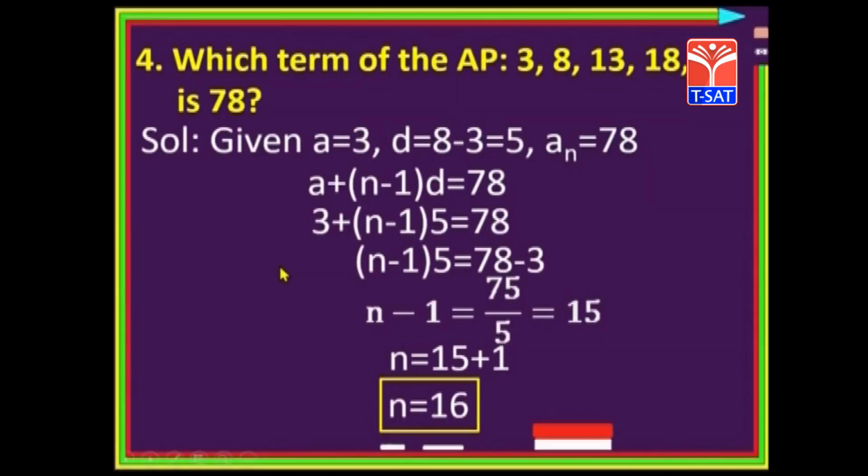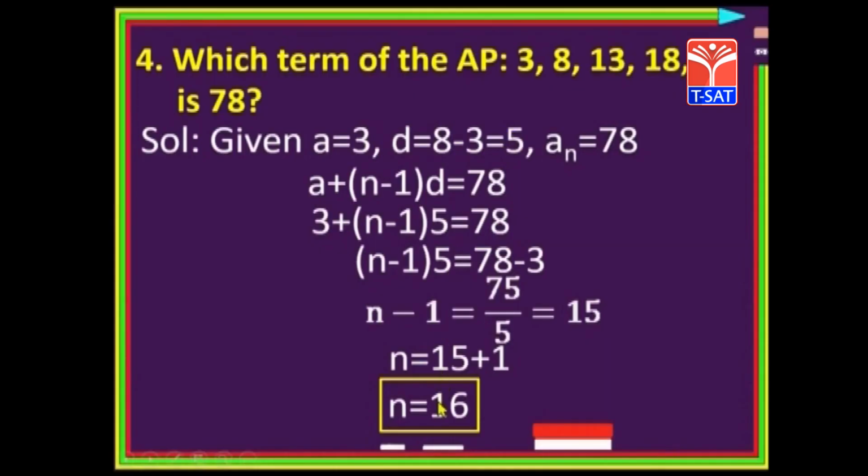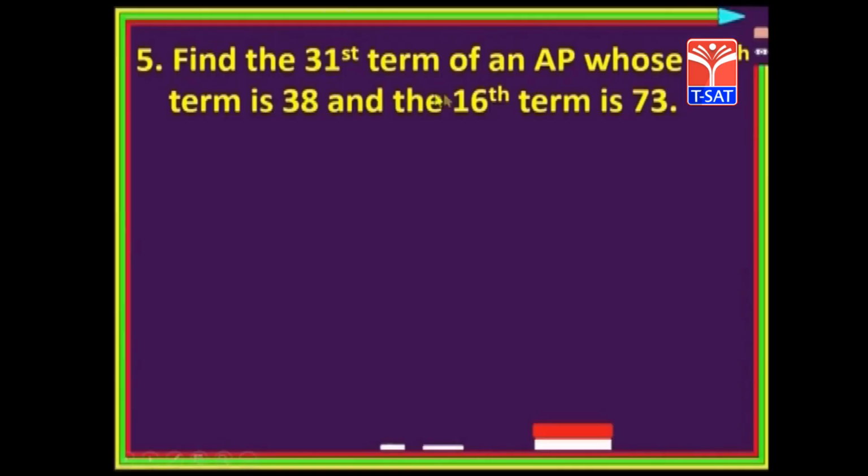So n should not be a fraction. Okay, n should be a natural number. Then only we can say that here the 16th term is 78, right? Like that we can say. So if we take 77, the 77 is not in this AP, that's why we get n as a rational number.